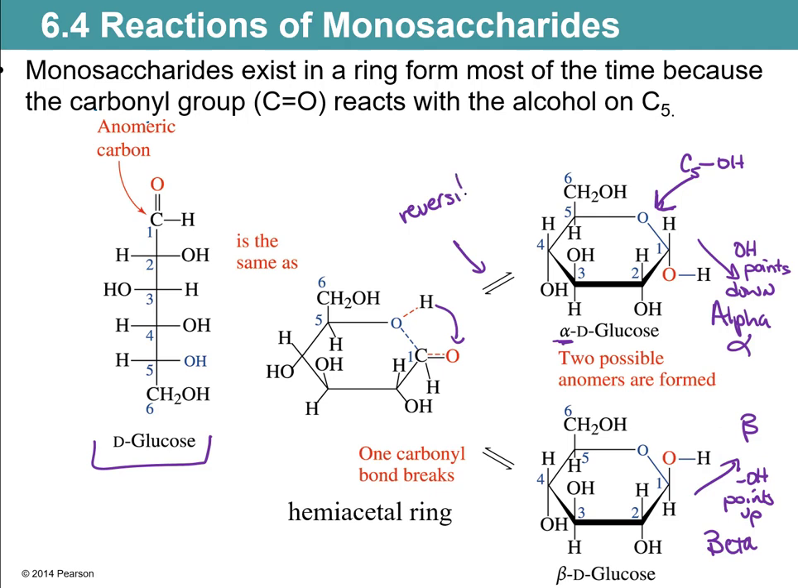Notice that this is a double arrow. It's reversible. So this ring can open and close and open and close. When it opens, it goes back into the straight chain. When it closes, the alcohol group can be up, which is beta, or it could be down, which is alpha. It just depends on how it closes up. So you can have either. There are just two possible ways that that alcohol group ends up being positioned, either pointing up or pointing down.